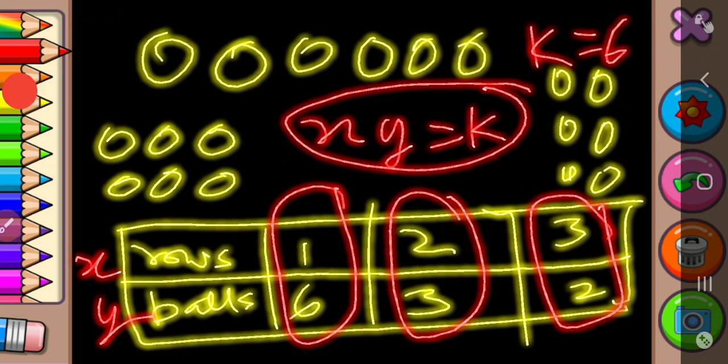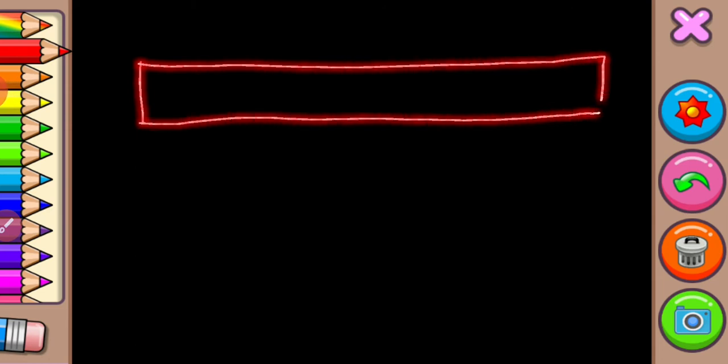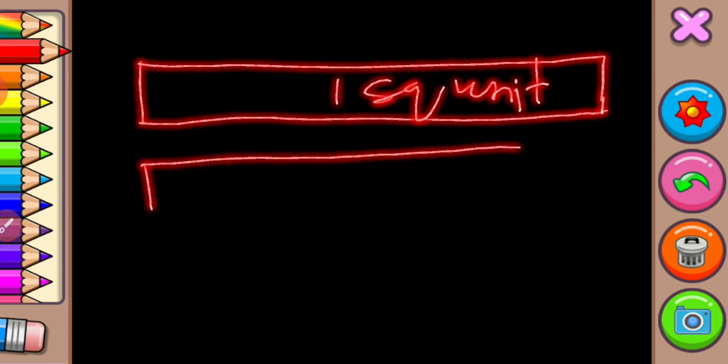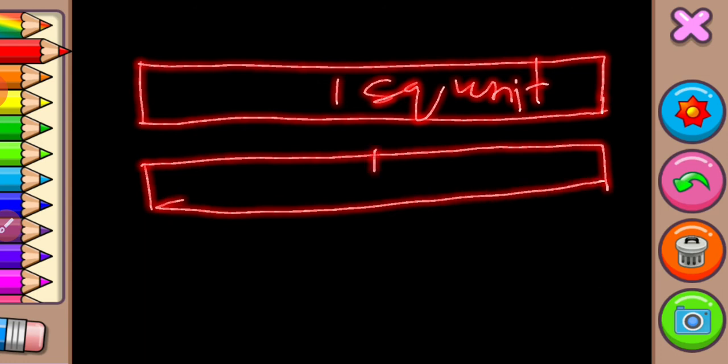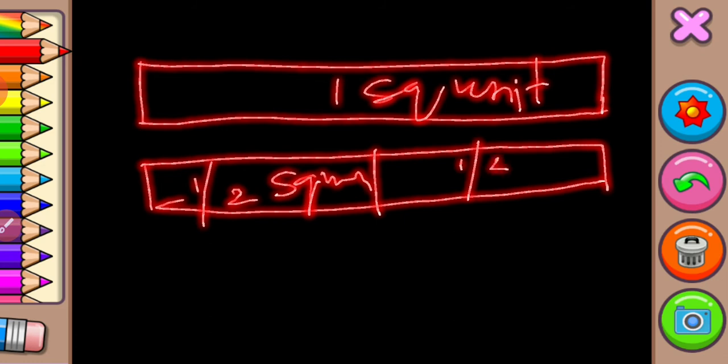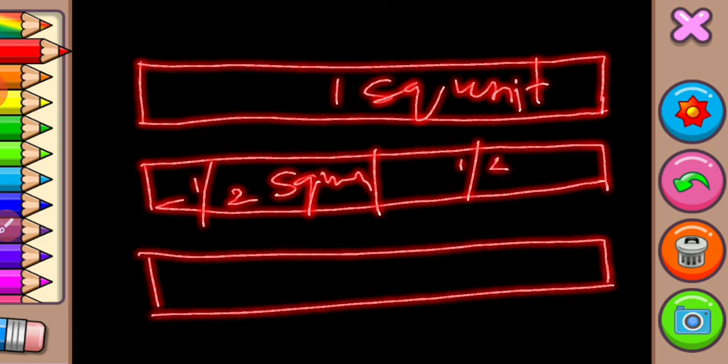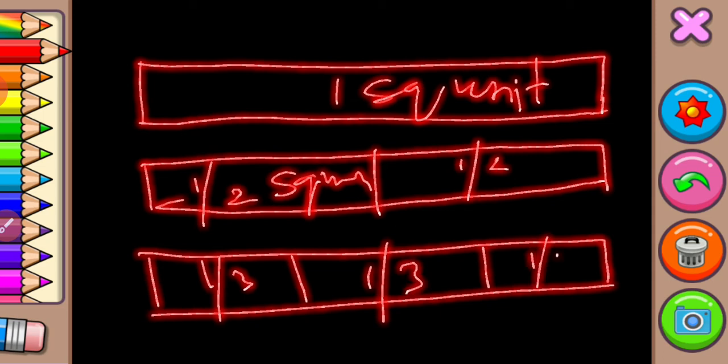Let us take one more example. Say for example I have a rectangular strip and the area of this strip is 1 square unit. Now I have to fold it into 2 equal parts. When I fold it into 2 equal parts, what will be the area of each part? Yes, you are right, it will be half square units. And when I fold it into 3 equal parts, then what will be the area of each part? Yes, it will be 1 by 3.